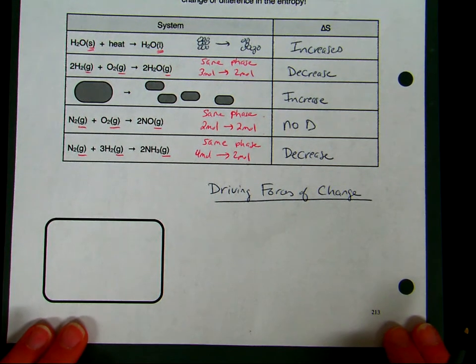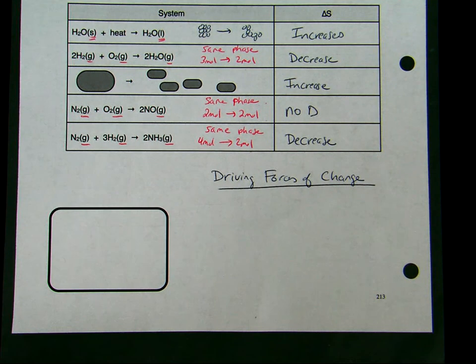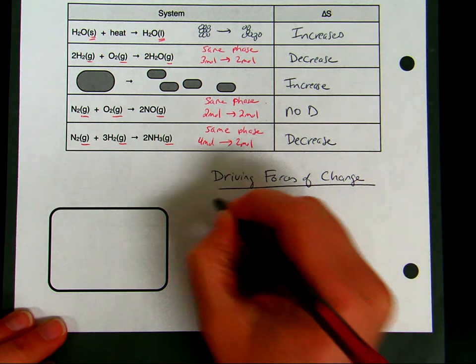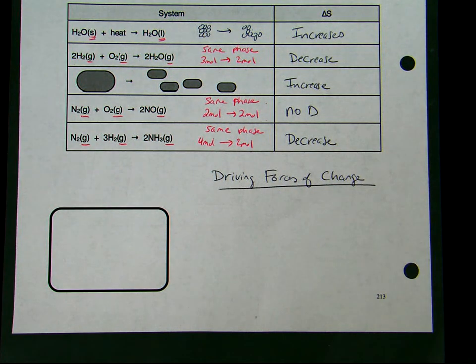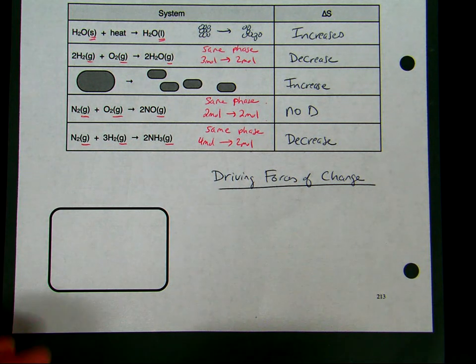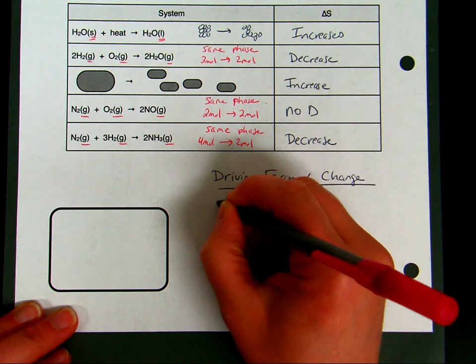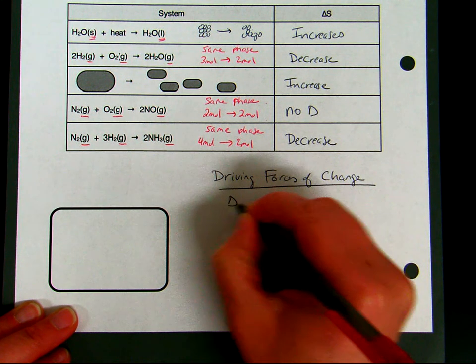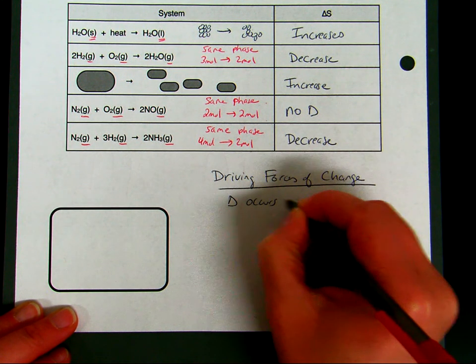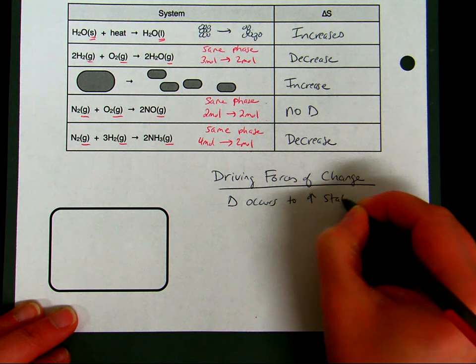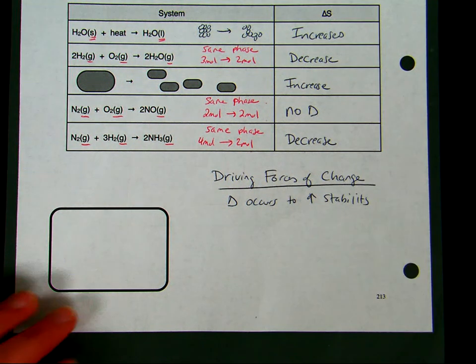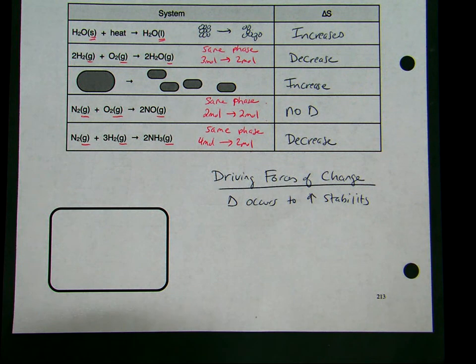Bottom of page 213, I want to talk about the driving forces of change. Why chemical reactions and physical changes occur. They occur for two basic reasons. A driving force of change is that it's typically going from a less stable to a more stable structure. So change occurs to increase the stability of a system. That's why changes occur around us.